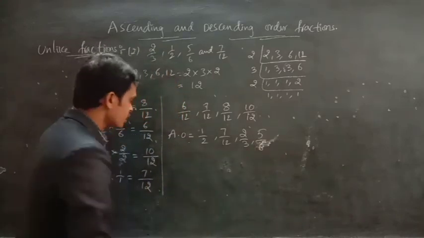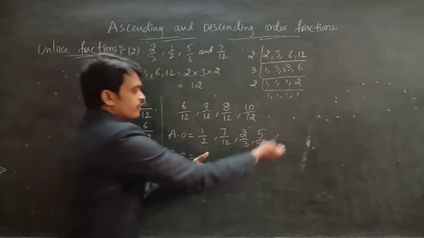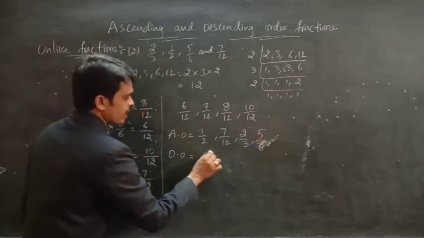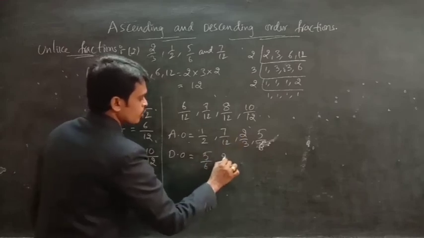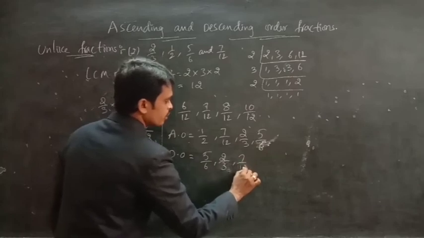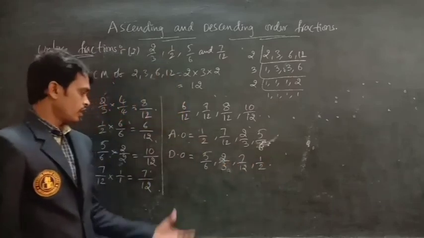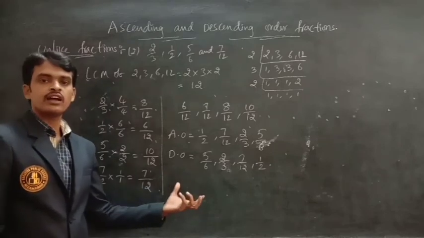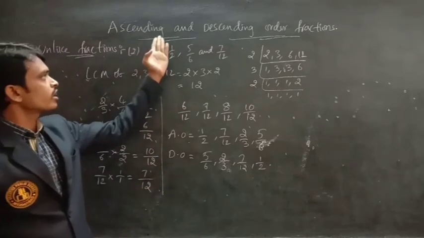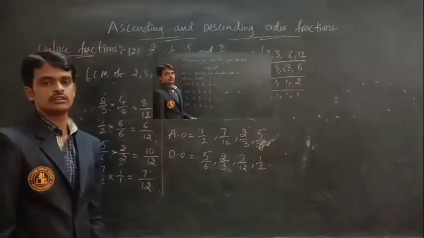And let us write the descending order of these fractions. So reverse, we should write in reverse: 5 by 6, 2 by 3, 7 by 12, 1 by 2. So in this way, we will write the ascending order and descending order of the following unlike fractions.